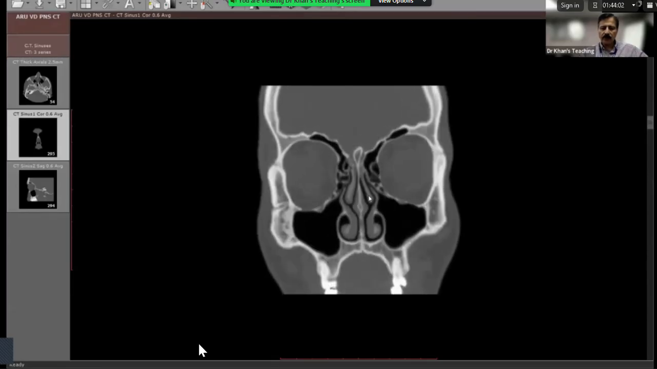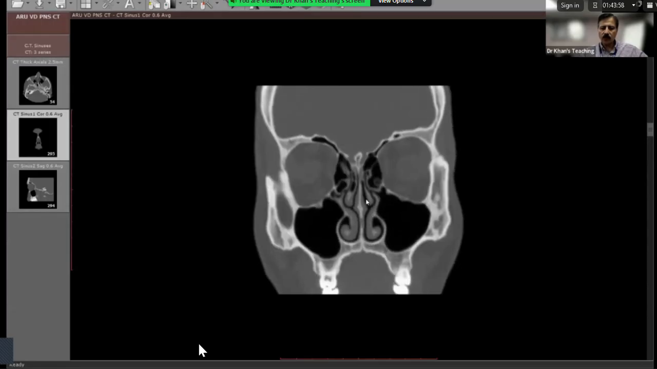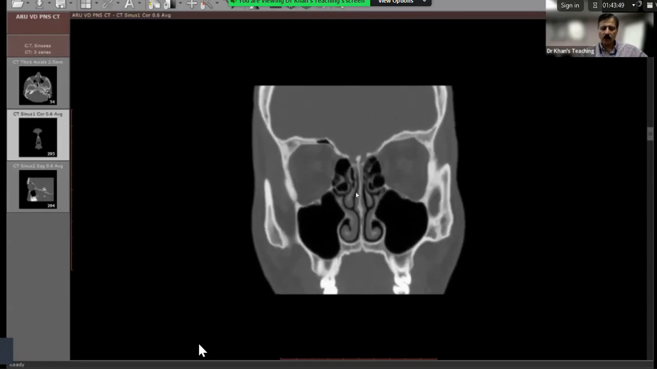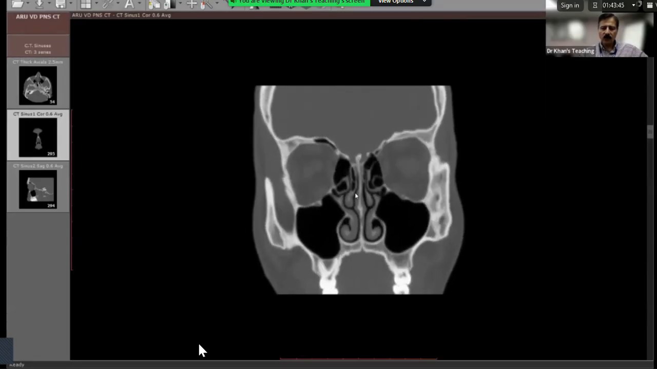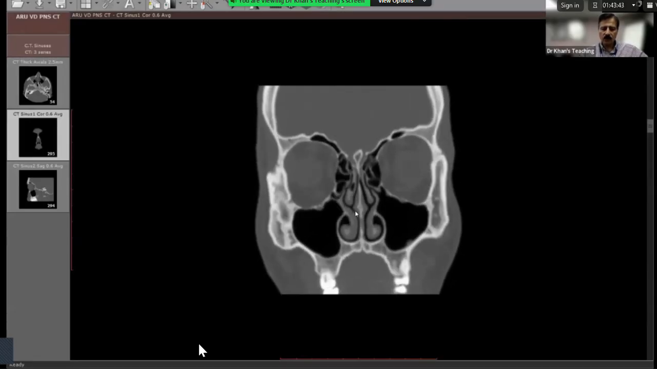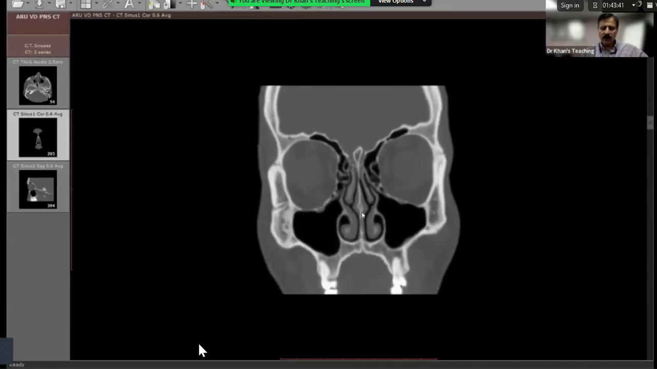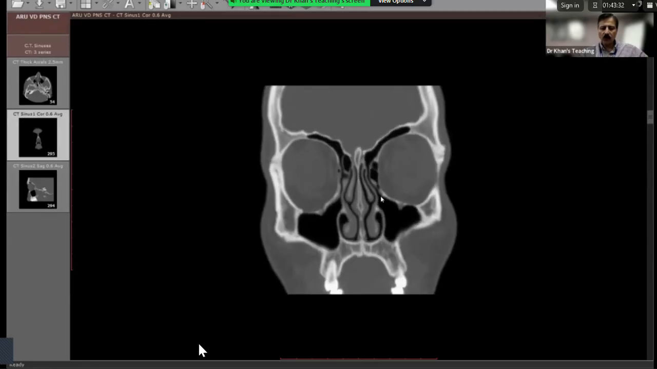You have to describe if, sometimes there is a normal variant where there is aeration of the middle turbinate, maybe slightly, you can see it here. We call it concha bullosa. You have to mention it as a variant. At times, it can cause a bit of obstruction also. Then you have to describe the osteomeatal complex, and this is the osteomeatal complex. Is it clear or not?